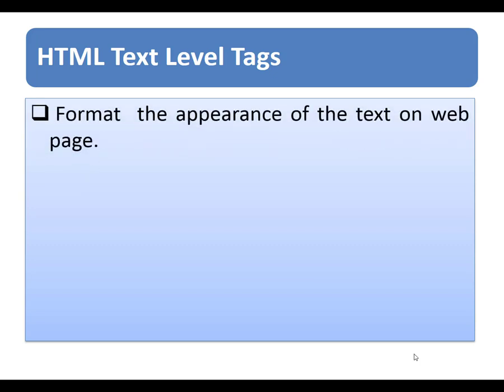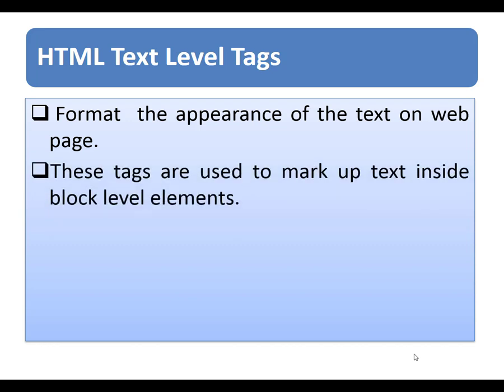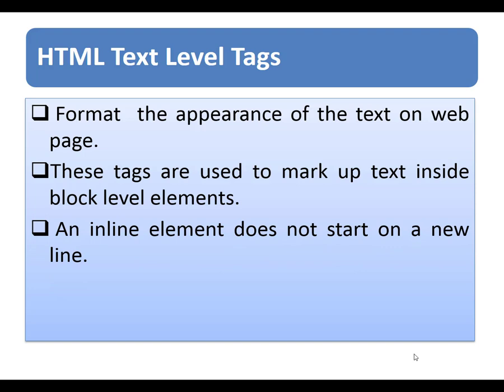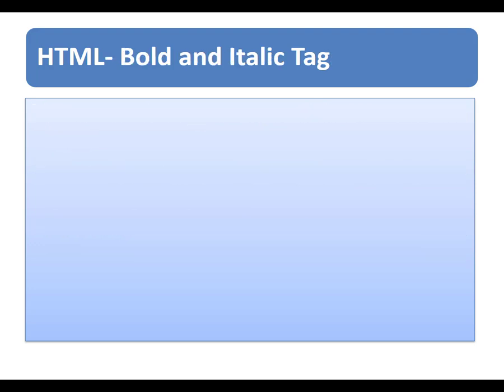HTML text level tags are used to format the appearance of the text on the web page. The basic idea is to make the web page more attractive by using tags like bold, italic or underline. These elements are used to mark up text inside block level elements. Text level tags, also called inline elements, do not start on a new line. Also, they only take up as much width as necessary. Let us discuss the different text level tags one by one.